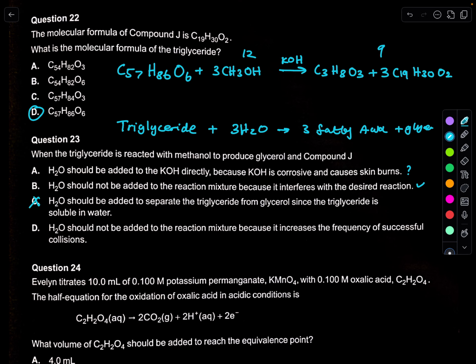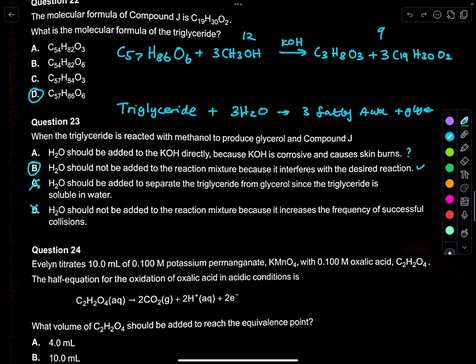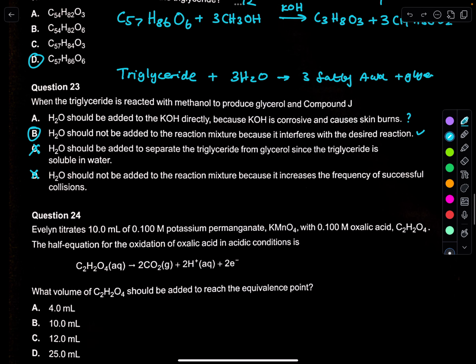D. H2O should not be added to the reaction mixture because it increases the frequency of successive collision. Absolutely rubbish. If you add H2O, you dilute the solution. You decrease the concentrations. If you decrease the concentration, there aren't a lot of collisions. Hence, it decreases the actual frequency of collisions. So B actually would be the best one here. Then it can also explain why A should be wrong, because if water is added again, this reaction can occur. Yeah. So B is the best in that one.